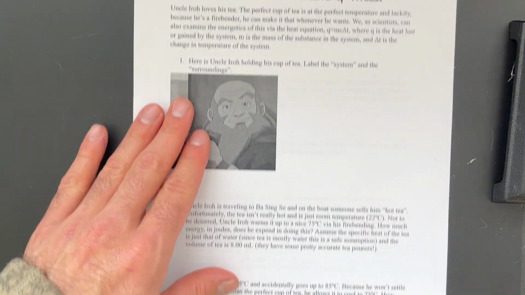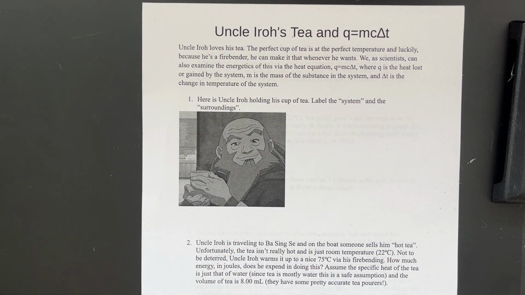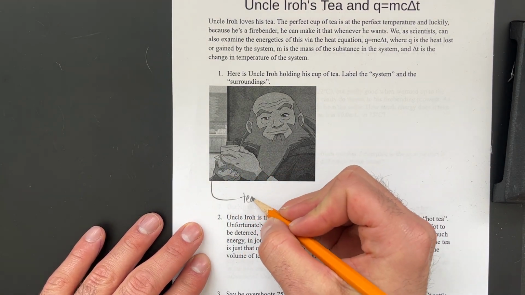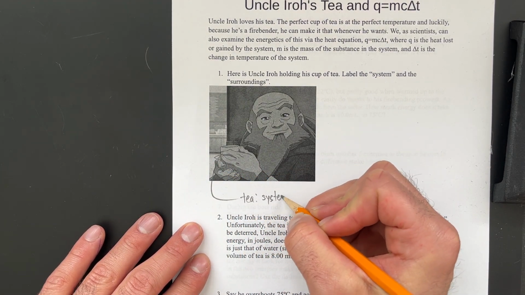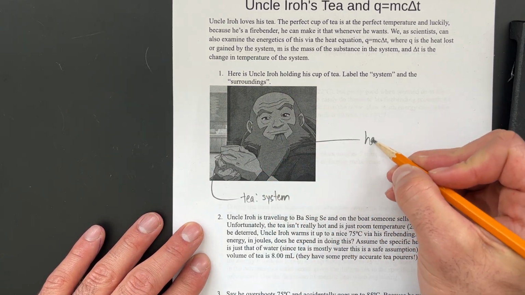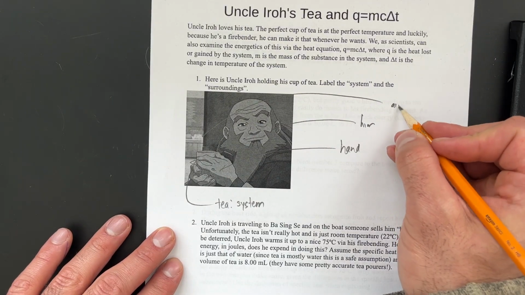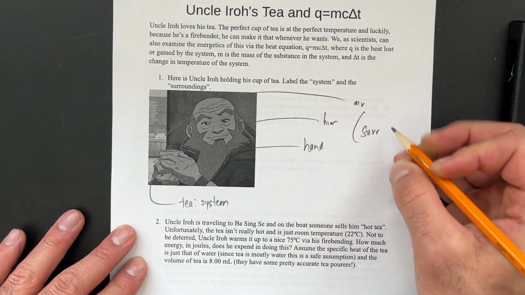So that's our equation. Now let's use that, and what I created for you guys was this worksheet where, trying to make it a little bit relevant, we can relate it to Avatar: The Last Airbender and Uncle Iroh. Here, what we had was a system and surroundings where Uncle Iroh is boiling his tea. And so the tea is the system, what we're interested in, what we're measuring. And the surroundings are things like his hand, him, the air. All of these things are surroundings, okay?